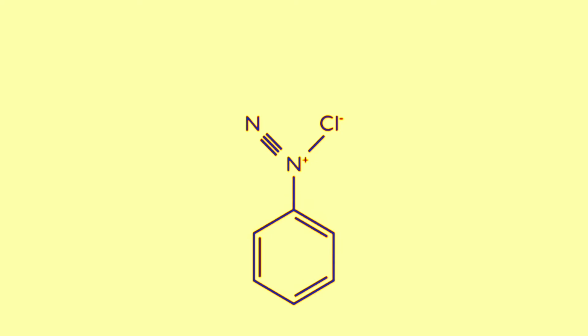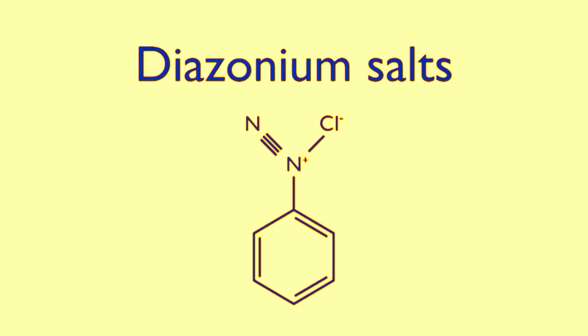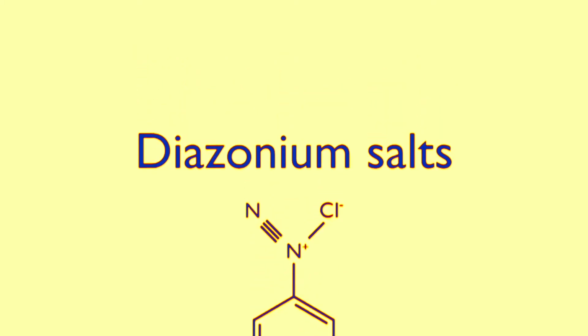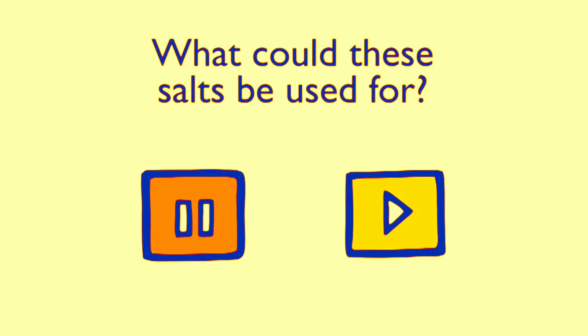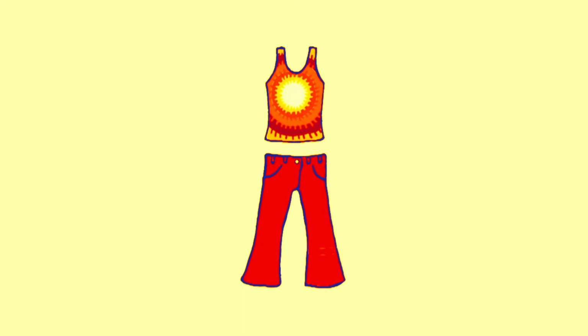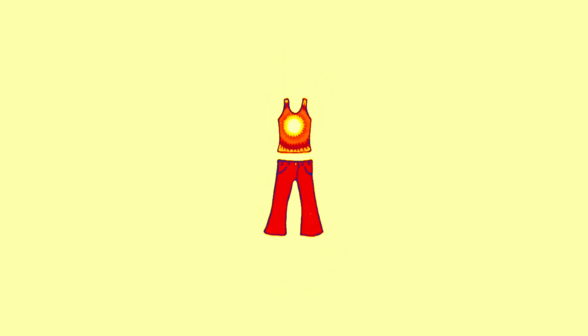It's part of a family called the diazonium salts, which are all brightly coloured. Can you think what they might be used for? Pause and have a think, then resume. The answer is they're used for dye pigments to colour our clothes. If you ever get the chance to enjoy some fireworks, the bright colours you can see are produced by burning the salts of various metals.